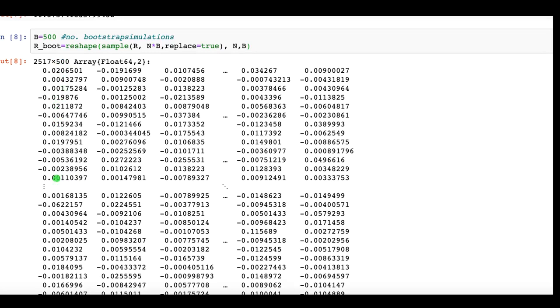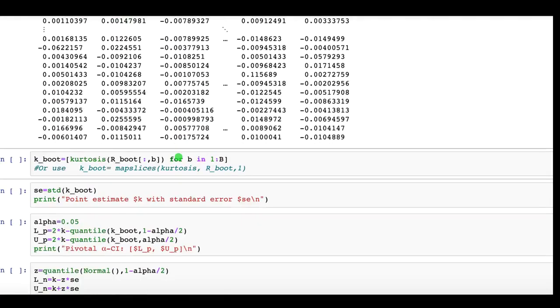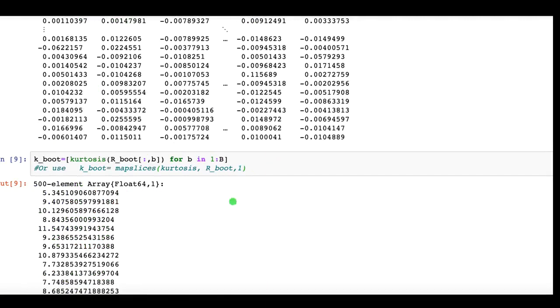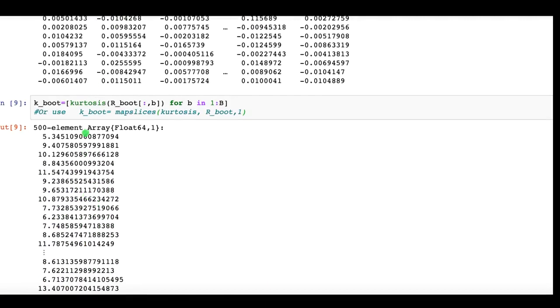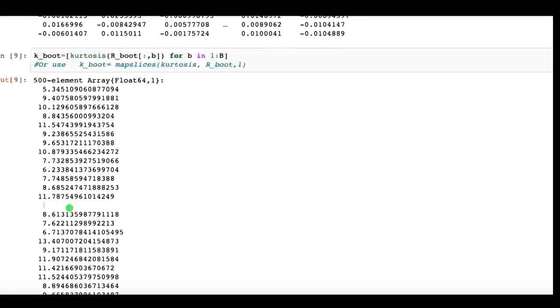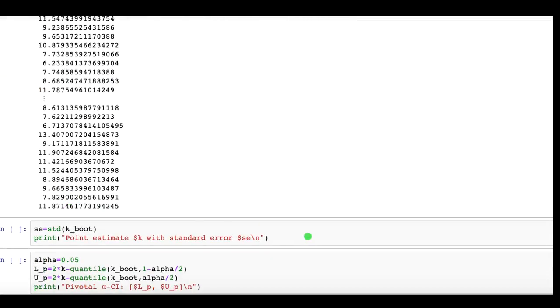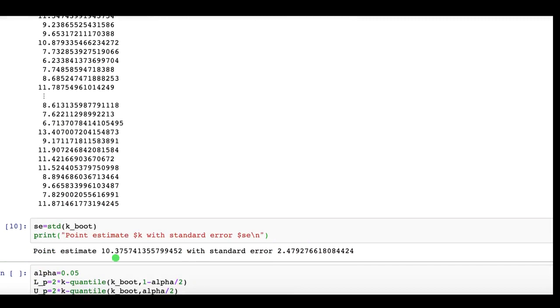You can think of each of these data sets as a possible set of returns that you might have seen instead of the one that you actually did see. We can obtain the kurtosis of each of these columns. That will give us 500 different estimates of the kurtosis, and as you can see, they can vary quite widely. The standard error is simply the standard deviation of these estimates. So we have a point estimate, as we already worked out, of 10.375 and then a standard error of 2.479.